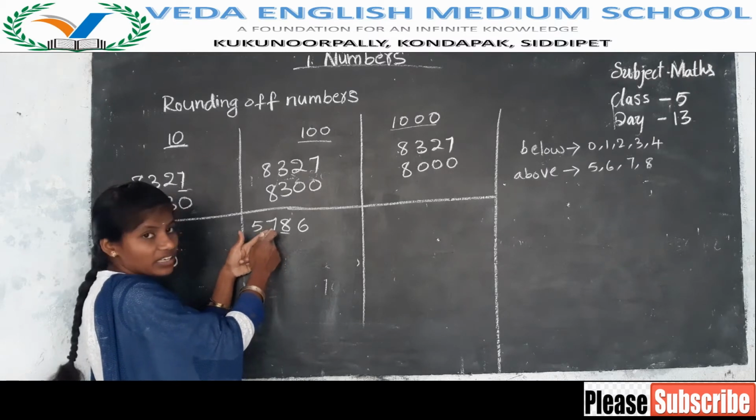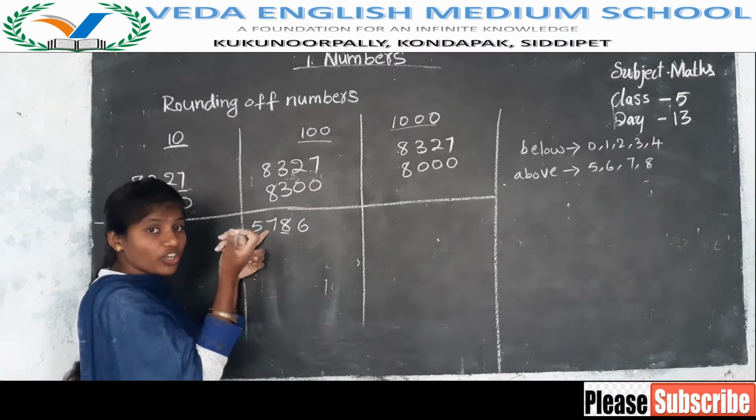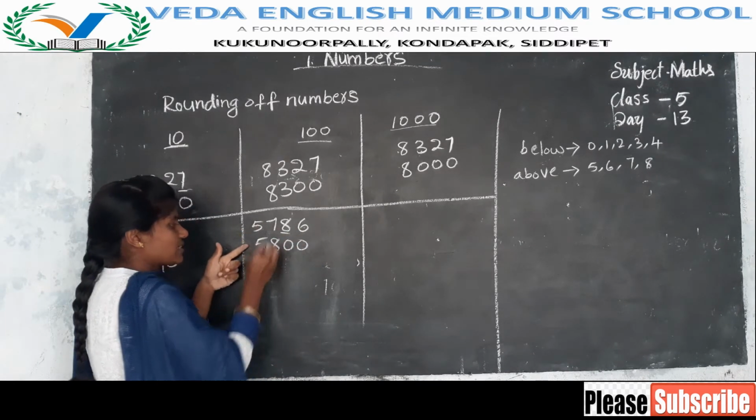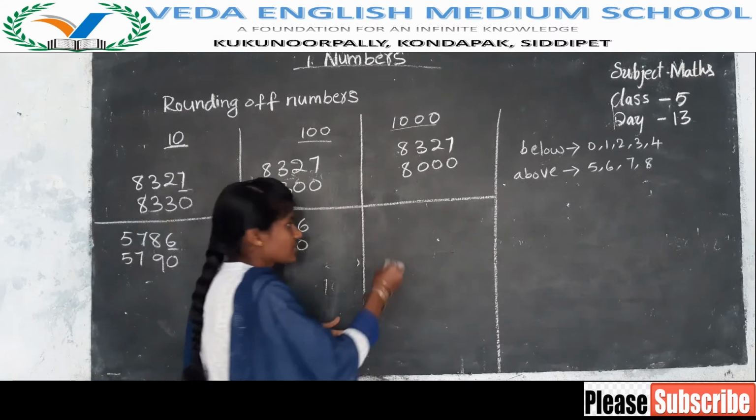What is the next number here? 7. If you increase the 7 by one time, then what you will get? 8. And remaining two places are zeros. Then write the number as it is. 5800.